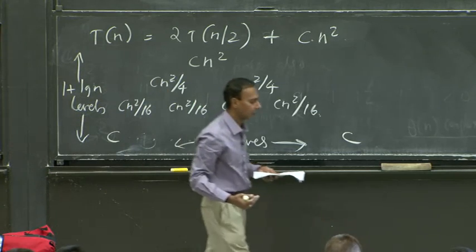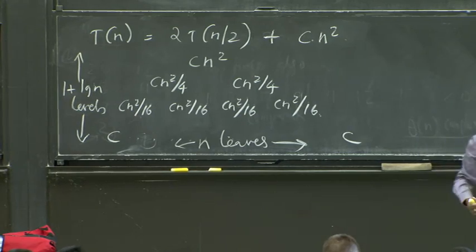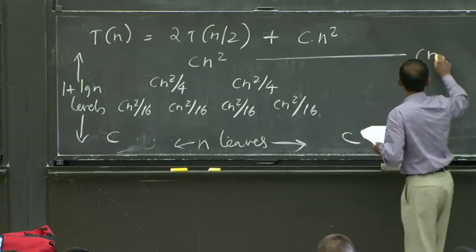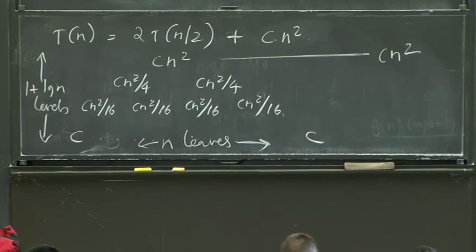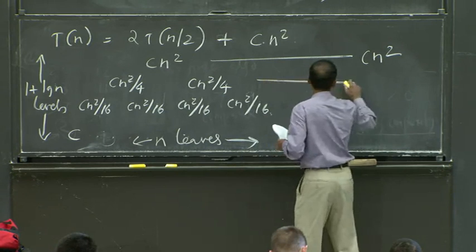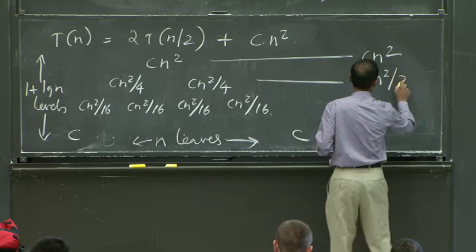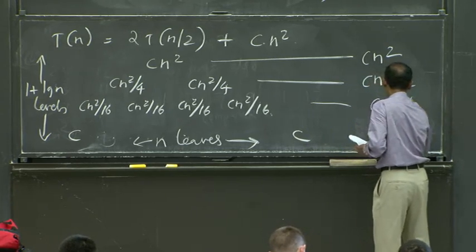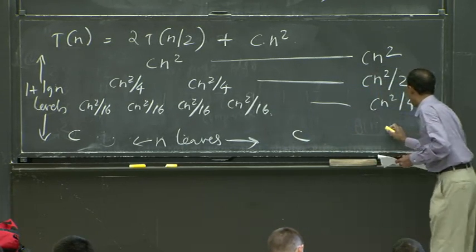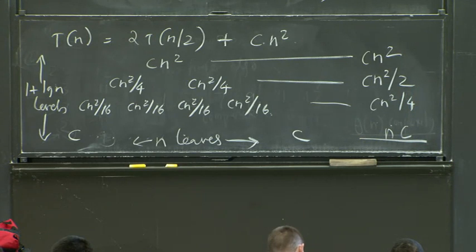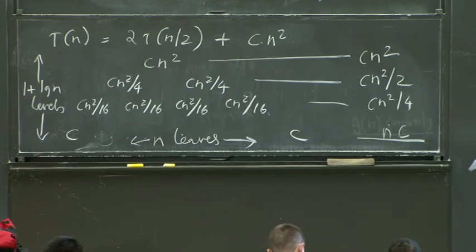And this is why I like this recursive tree formulation so much, because now all I have to do is add up the work associated with each of the levels to get the solution to the recurrence, right? Now take a look at what happens here. cn squared divided by 2, cn squared divided by 4. And this is n times c, right? So what does that add up to? Yeah. Bounded by 2cn squared, right?